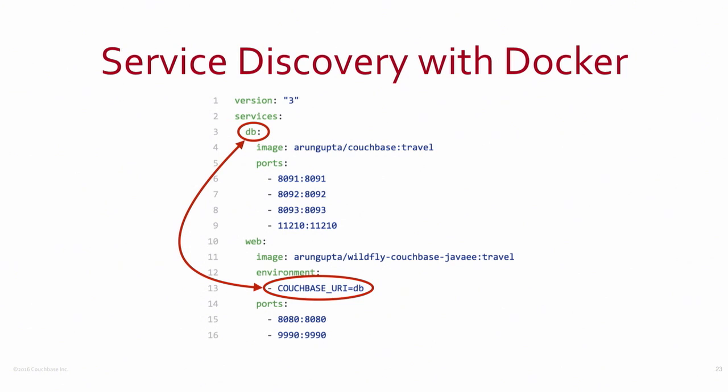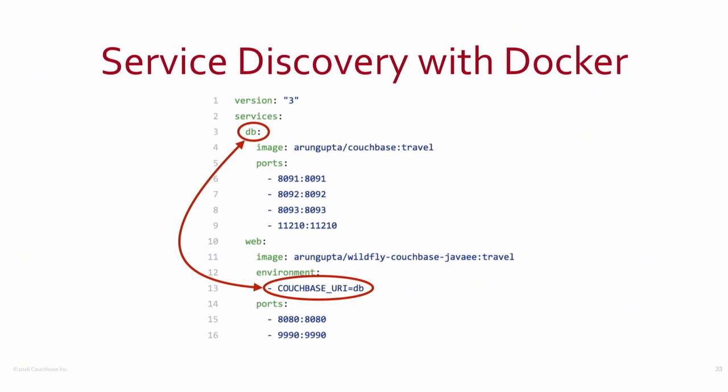Because the service today may be running one container. Tomorrow, I might have scaled the service to 4 containers, and the service will automatically do the load balancing for me. From the application developer perspective, I'm just caring about the COUCHBASE_URI variable. And of course, I'm exposing my ports for the Wildfly service as well.